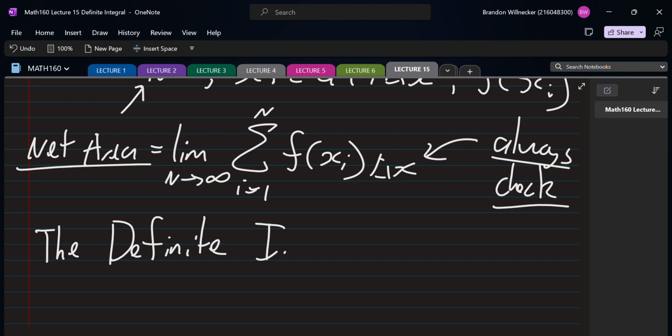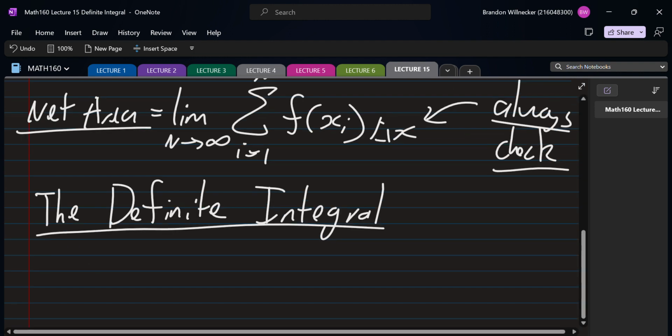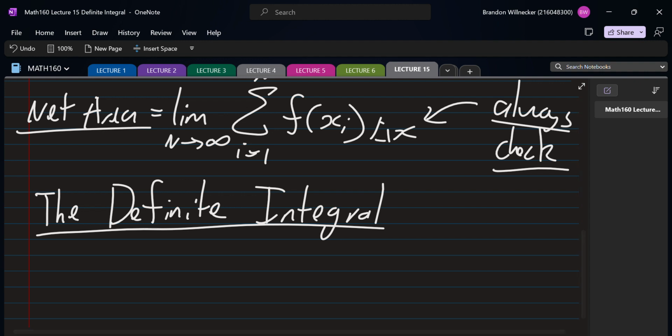The definite integral. Like I said in the previous lecture, calculus is made up of differential calculus, where we do all the derivatives. It's also made up of integral calculus, which we're doing here. And this is one of those parts. So the definite integral is just another way of writing down the area from A to B. It's just another way of writing that down.